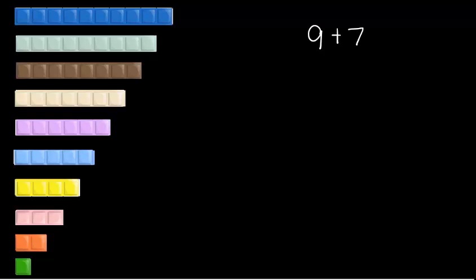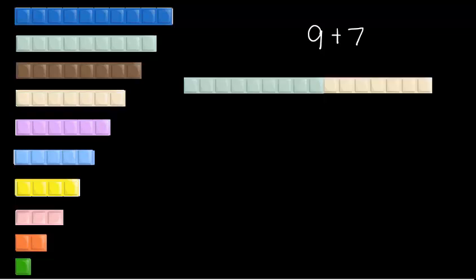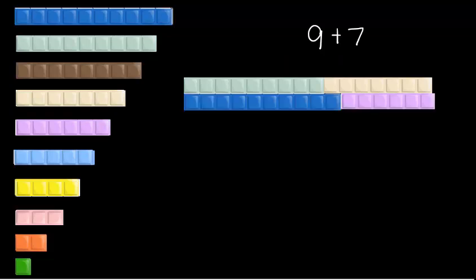9 plus 7. If we take a 9 and a 7 and put them together, it will look like this. So 9 and 7, let's turn that into a 10 and a 6. And we can see that 9 plus 7 is going to be 16. Because of the commutative property of addition, if 9 plus 7 is 16, 7 plus 9 is also 16.